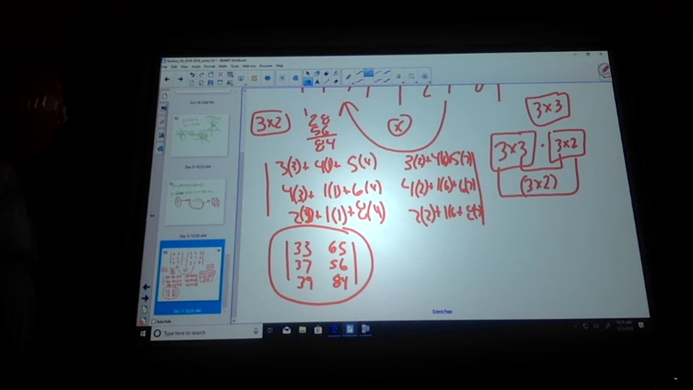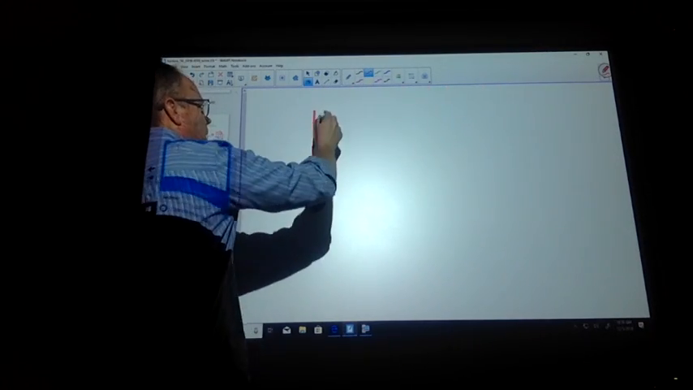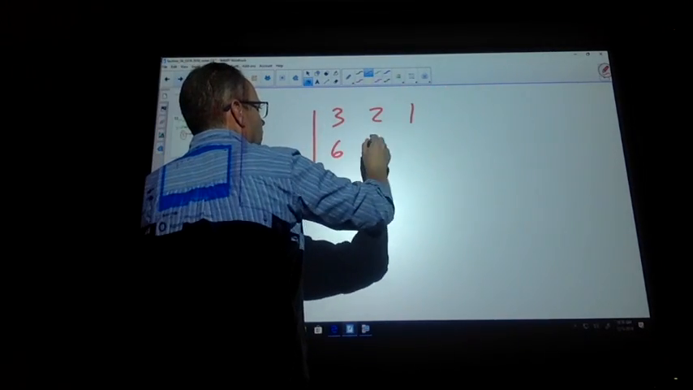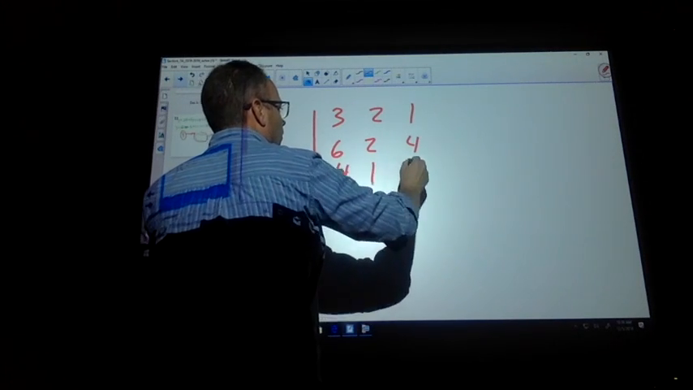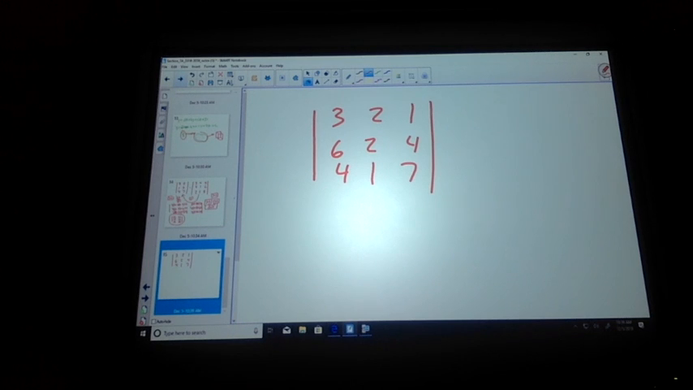Now there's other things that come with matrices as well. And so how many rows, how many columns does this have? It's a 3 by 3. Does everyone feel comfortable saying that?